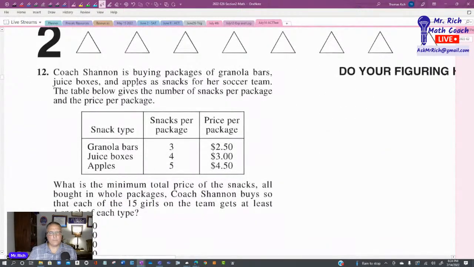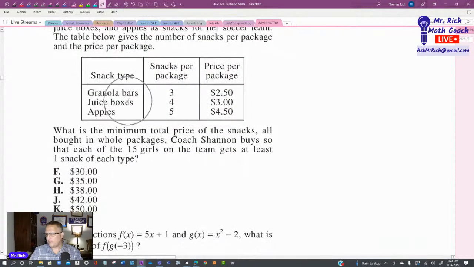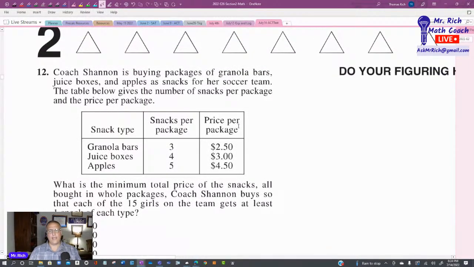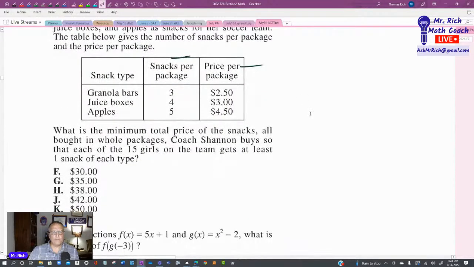12. Coach Shannon is buying packages of granola bars, juice boxes, and apples as snacks for her soccer team. The table below gives the number of snacks per package and the price per package. Okay, that makes sense. Number 12, what's the minimum total price of the snacks, all bought in whole packages, that Coach Shannon buys so that each of the 15 girls on the team gets at least one snack of each type?